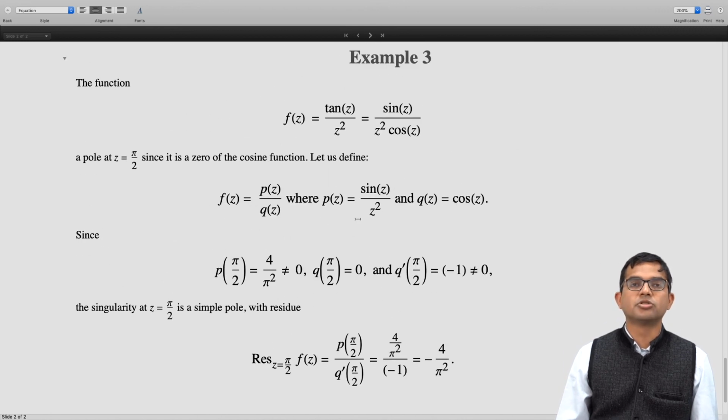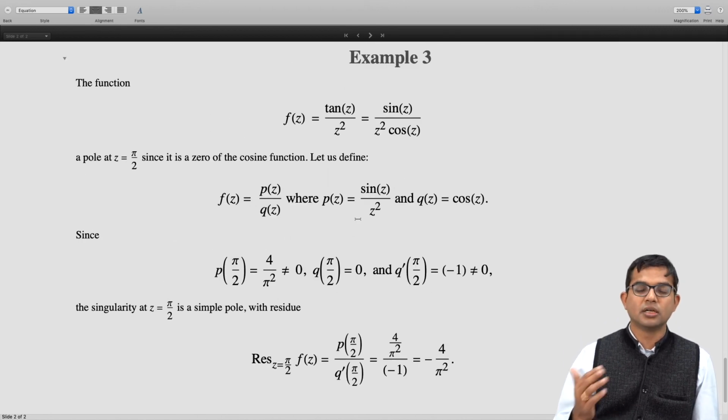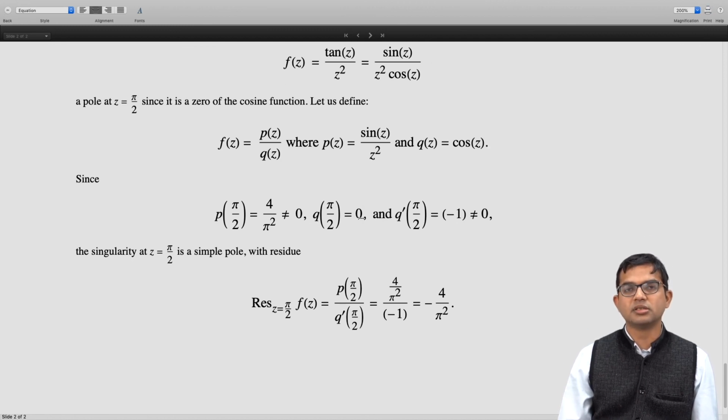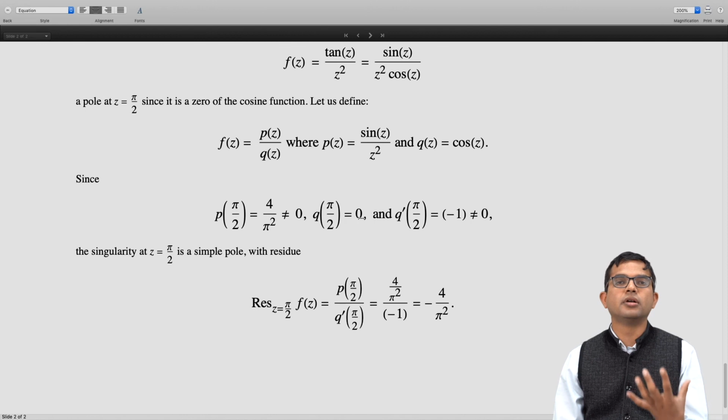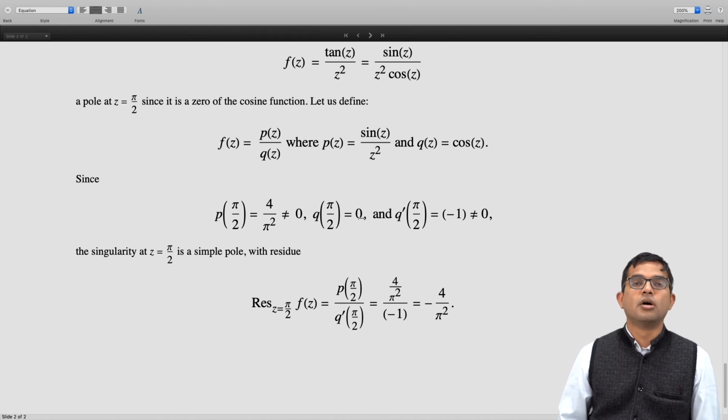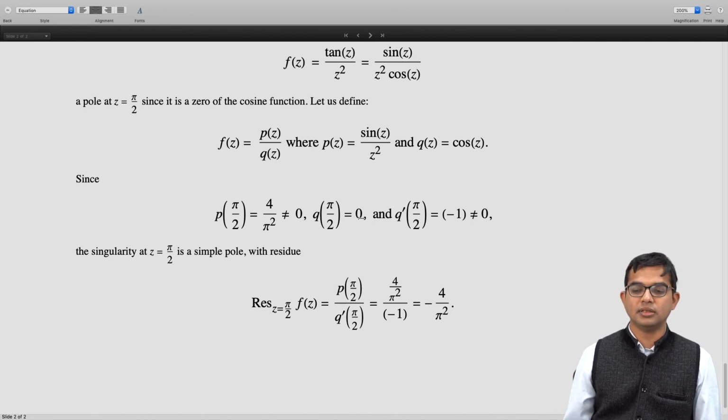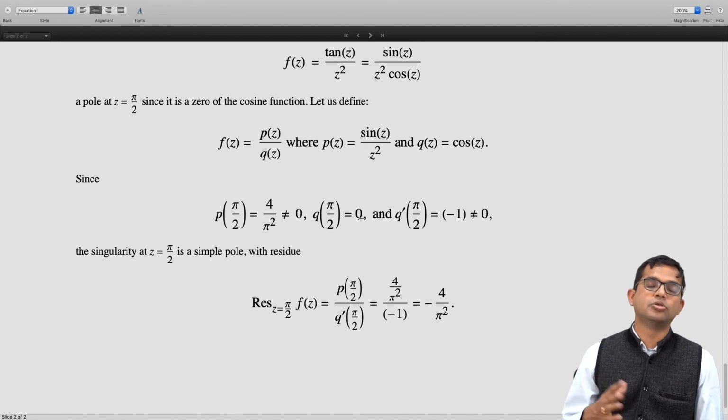So why do we care so much about the residue? This is something that we will discuss in the upcoming lectures. But in this lecture, we saw a bunch of different methods for evaluating these residues of functions whenever there is a singularity or an isolated singularity, and in particular for poles of order n.